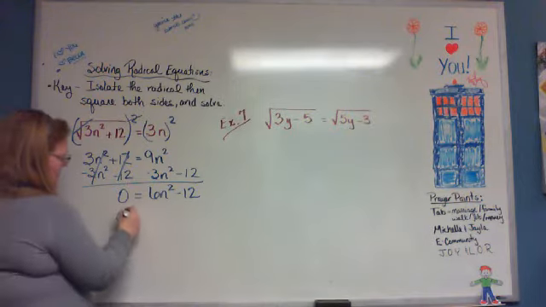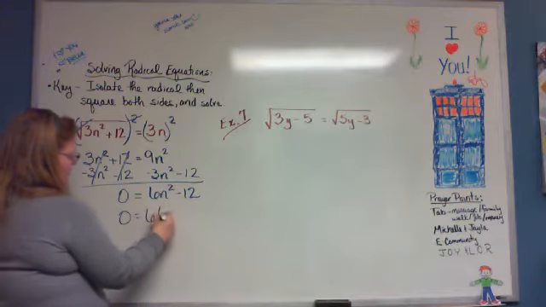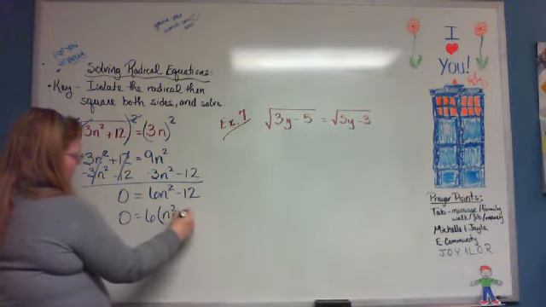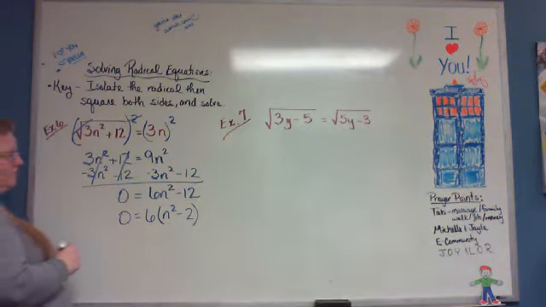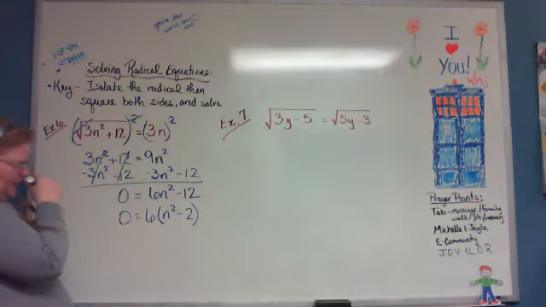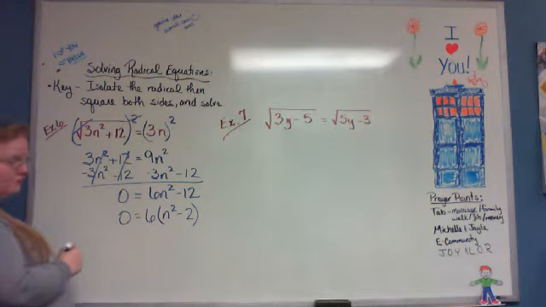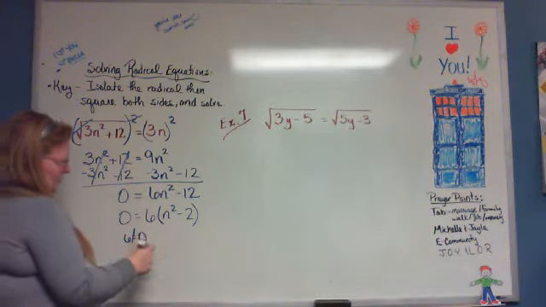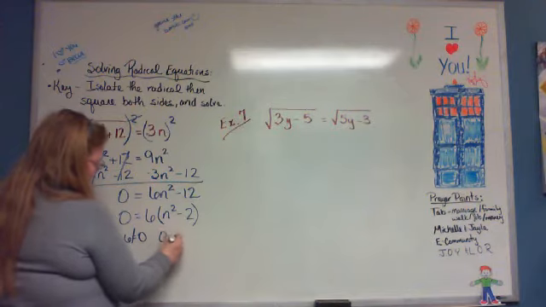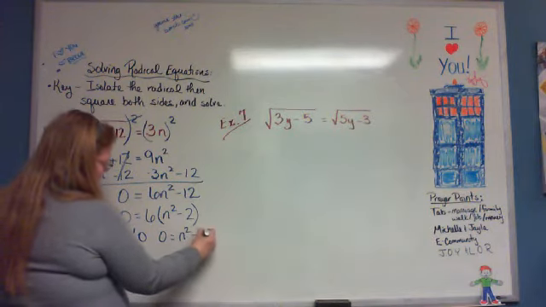Factor a 6 out. n squared minus 2. So either 6 is equal to 0 or n squared minus 2 is equal to 0, right? Okay. 6 can't be equal to 0, so we know it's not that. So 0 must equal n squared minus 2.